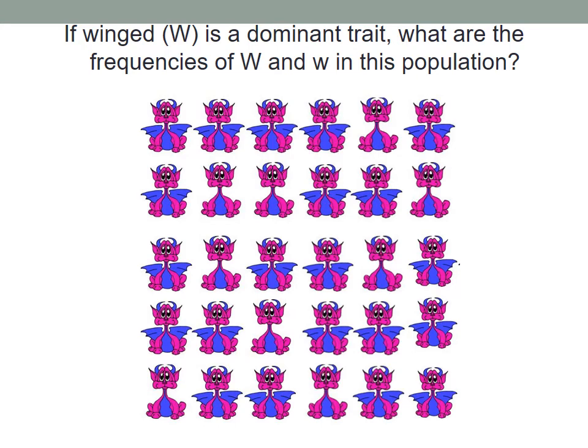How many are heterozygotes then? Remember, to calculate heterozygotes, it's 2 times p times q. So 2 times 0.45 times 0.55 equals 0.5. So 50% of our population are heterozygotes, 20% are big W, and 30% are little w. And that's our dragon example for this slide.